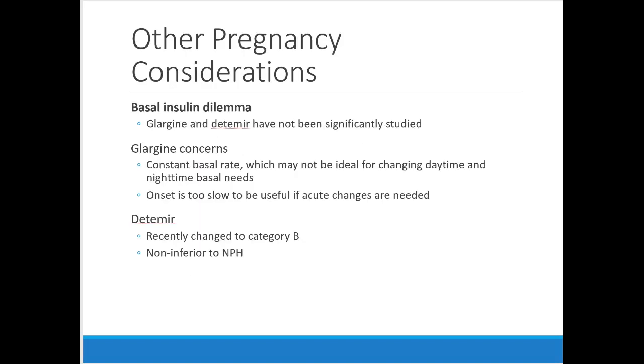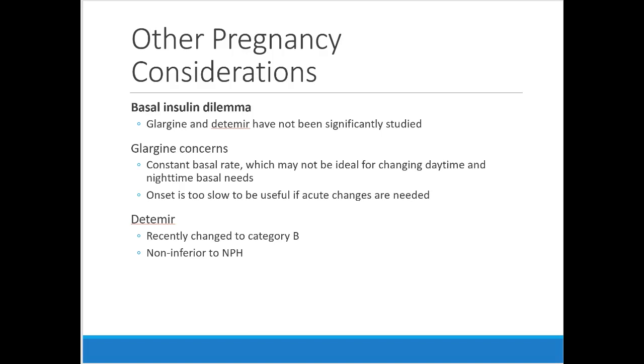Other pregnancy considerations, basal insulin dilemma. So glargine and detemir have not been significantly studied. So again, you don't really have a basal insulin that has really good data associated with it in pregnant populations. And I don't know if that'll ever change, but right now, glargine has some concerns, has this constant basal rate, which may not be ideal for changing daytime and nighttime basal needs in a pregnant patient. Onset might be slow to be useful if acute changes are needed. So if somebody is over medicated on the insulin, if you overdo the glargine, you can't reverse it. Whereas NPH, if you overdid it, it's not as long lasting. So that's one of the concerns of glargine.